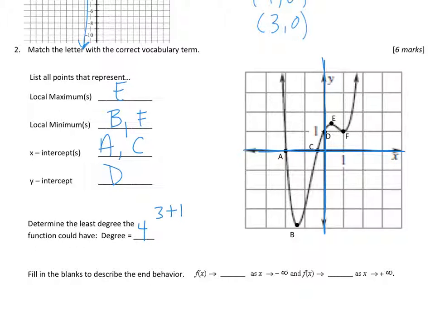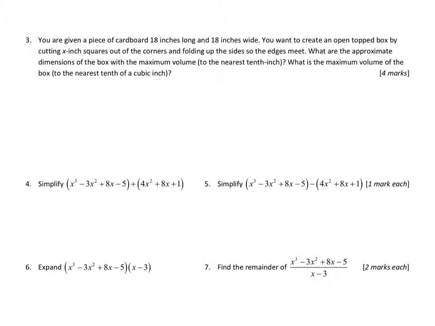Now once again the end behavior. As we're looking left and right, what is the graph doing? As we're looking left, the graph is going up, so that's positive infinity. As we're looking to the right, the graph is still going up. That's another positive infinity. And that is the first part of the test. Moving on to the next page here, we've got some more going on with our polynomials.